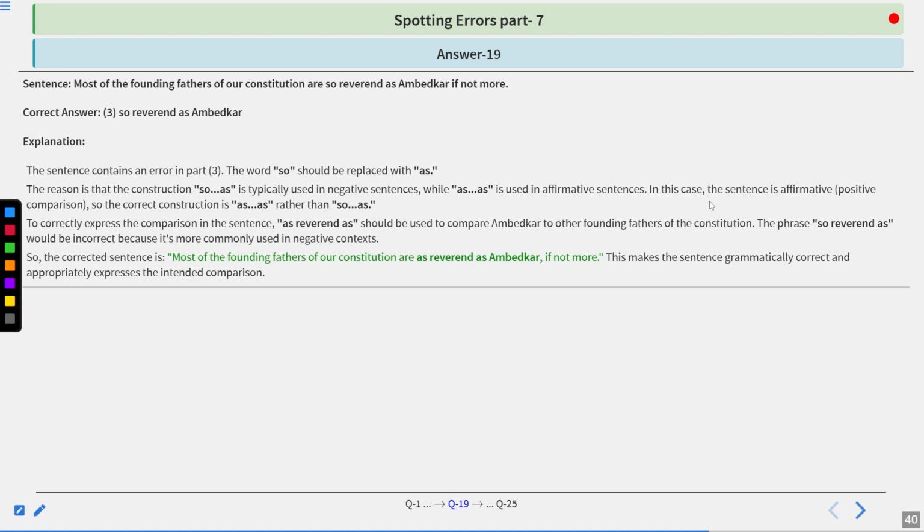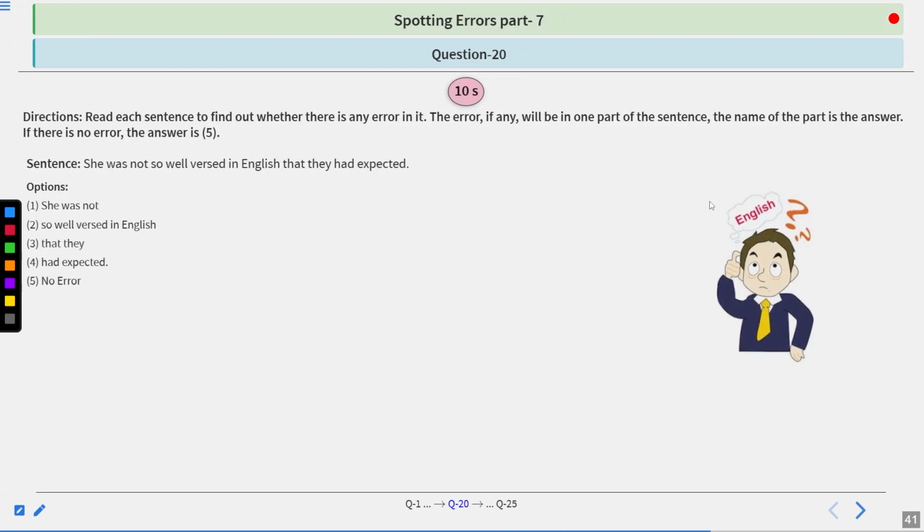So the correct sentence is, most of the founding fathers of our constitution are as relevant as Ambedkar, if not more. This makes the sentence grammatically correct and appropriately expresses the intended comparison. Let's move to the next question. She was not so well versed in English that they had expected. Options are given below. You have 10 seconds to spot the error.